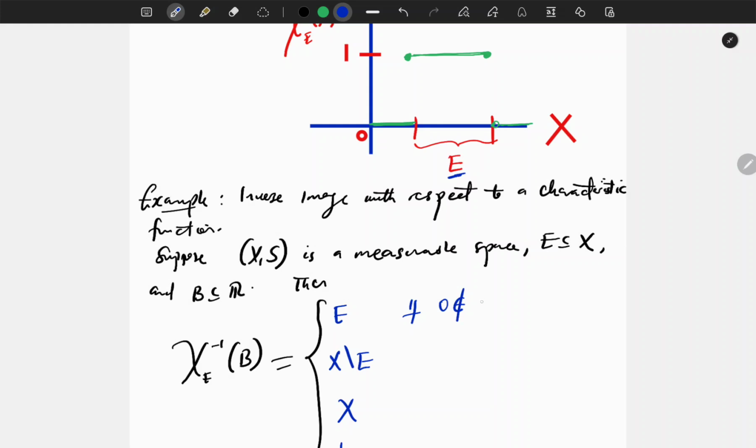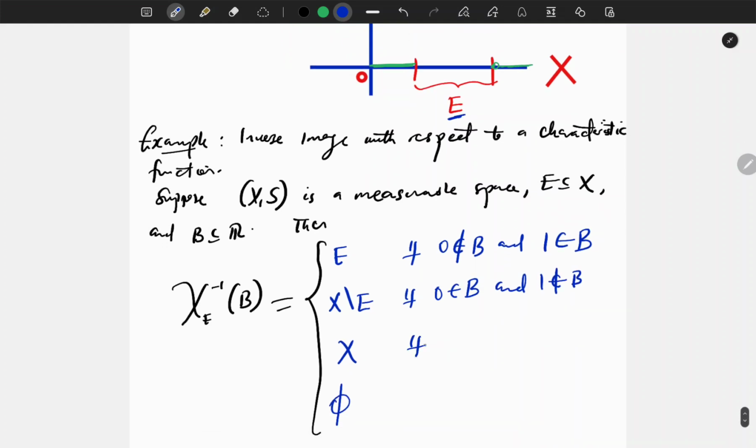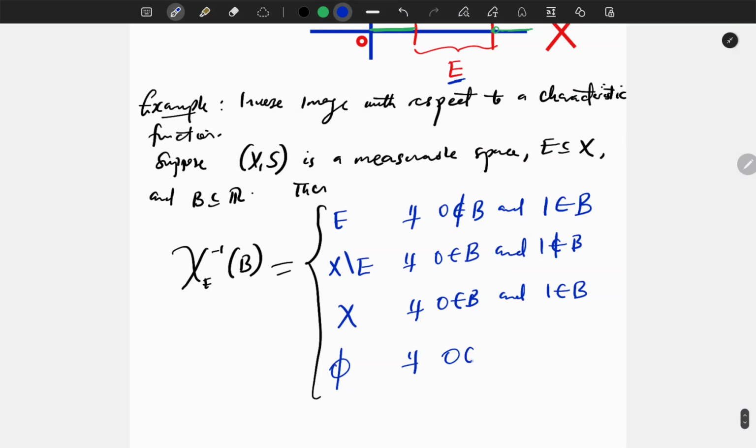So our pre-image will only be E if 0 does not belong to B and 1 belongs to B. We are going to only have the complement if 0 belongs to B and 1 does not belong to B. And we are going to have the full set if 0 belongs to B and 1 belongs to B. But it will be empty if 0 does not belong to B and 1 does not belong to B. So you can take your time to verify that.